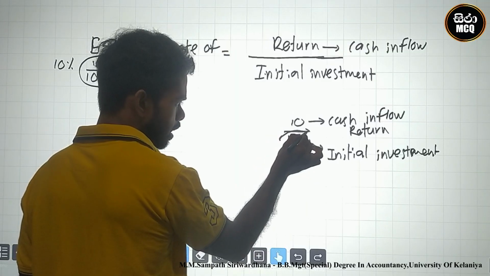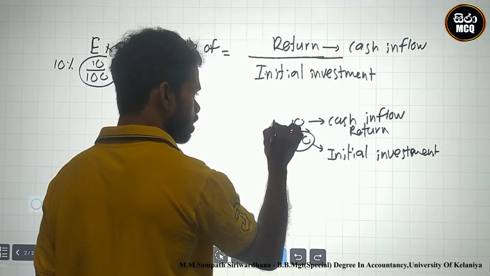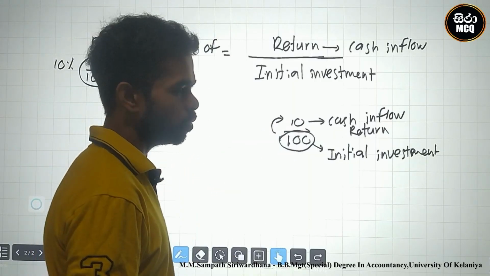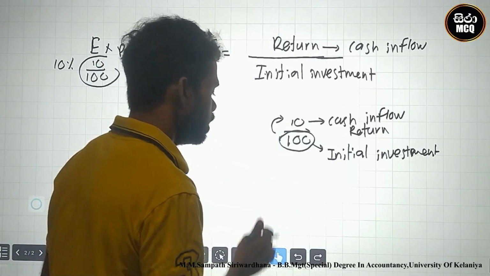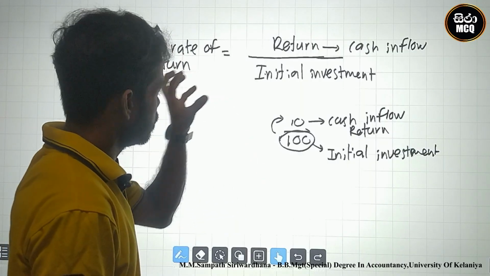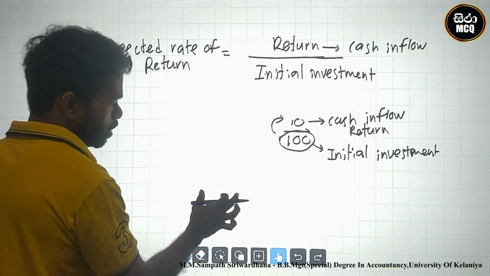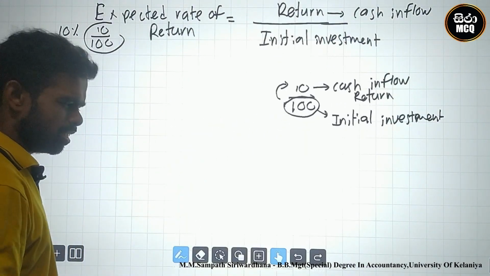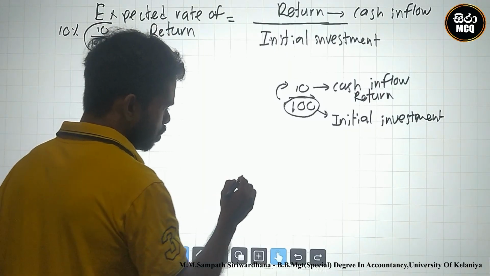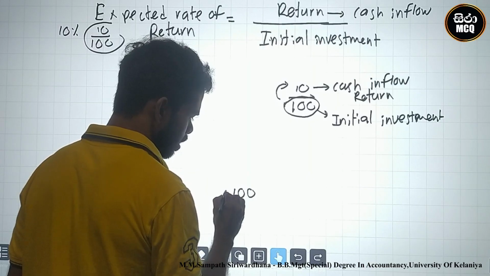They invest 100 rupees. After that, they expect 100 rupees as a cash inflow, the return. Why? They expect 10% as the expected rate of return. Look here, this is the producer. Think about the producer. The producer gets an initial investment of 100.